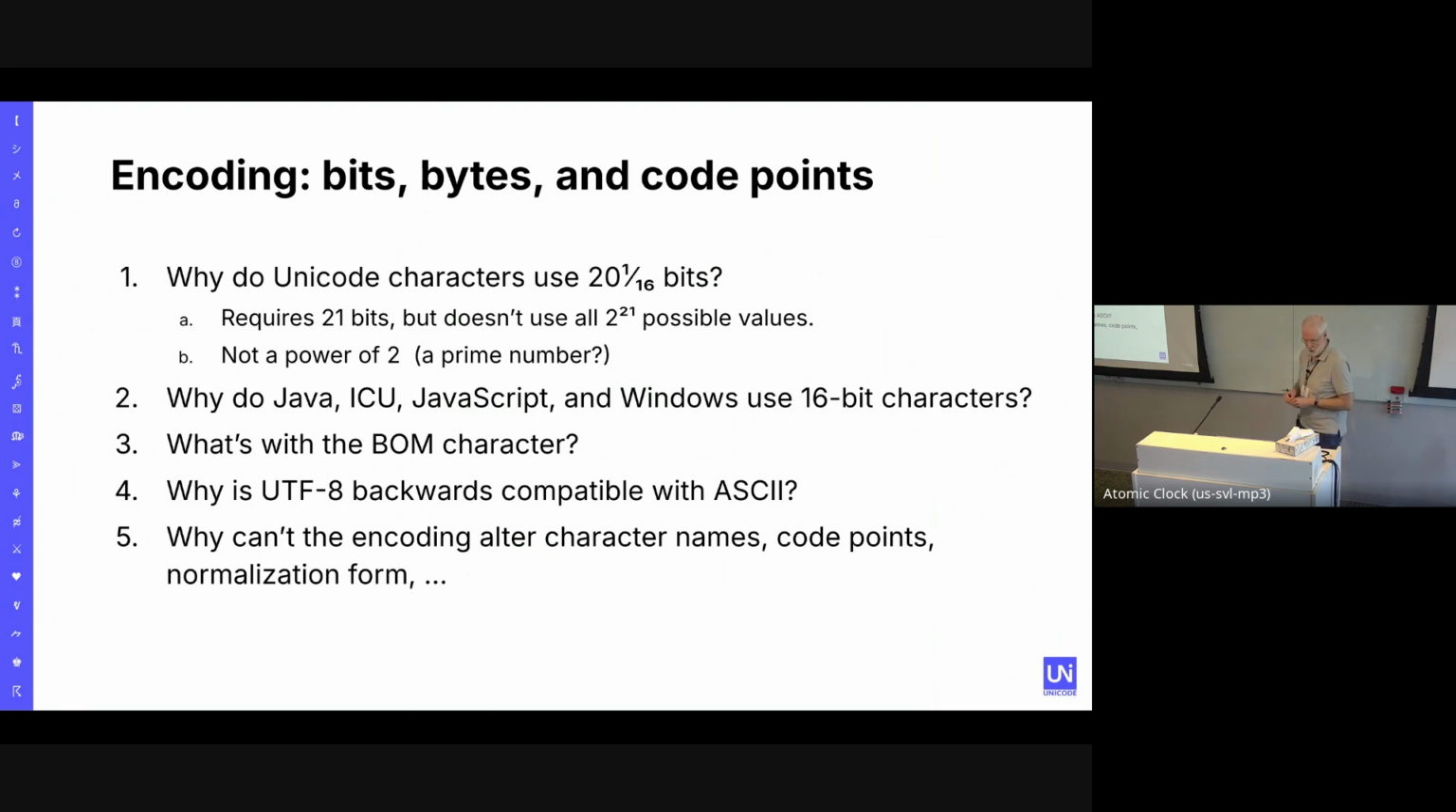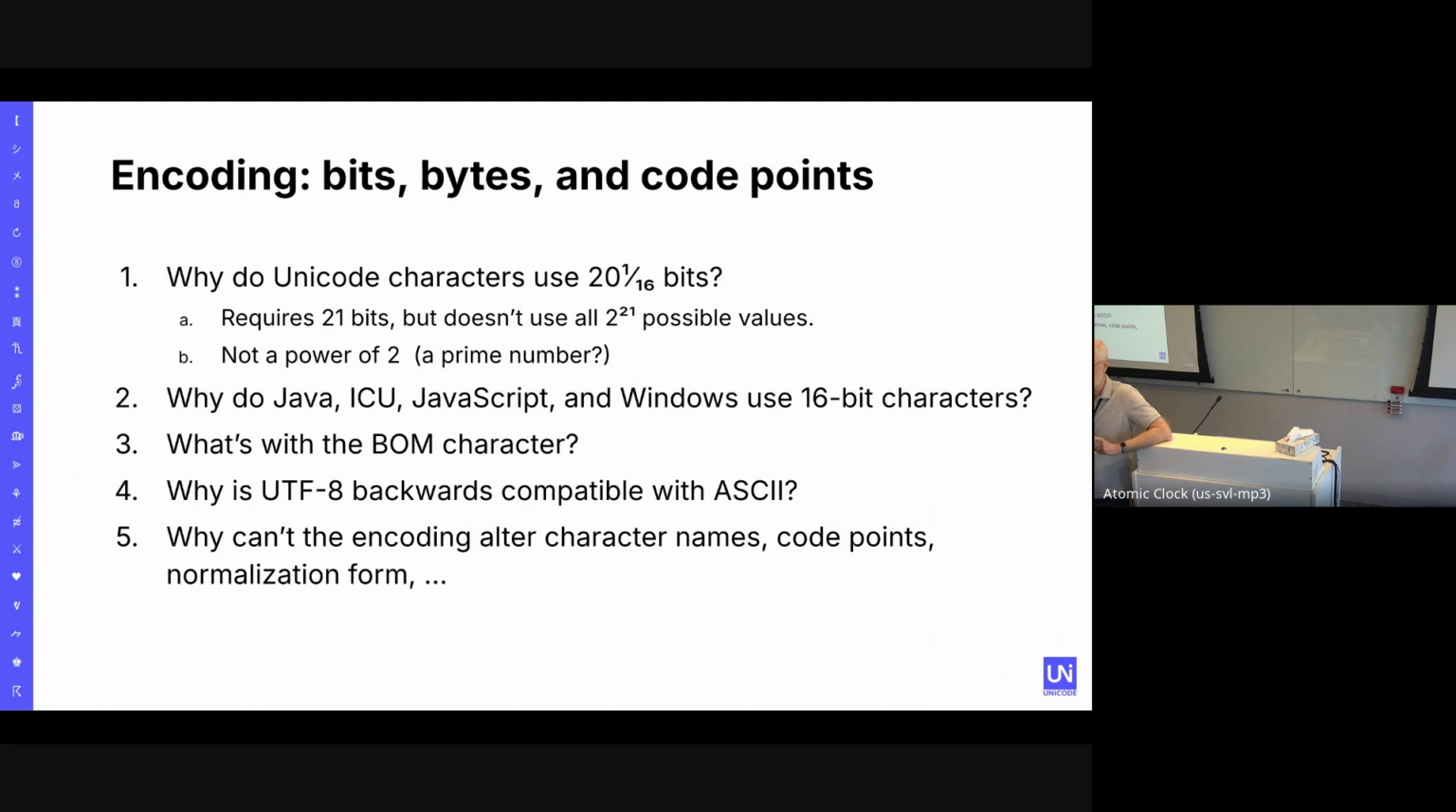Okay, the second one on it was, I think, why can't the encoding alter character names, code points, normalization forms? When we first began, the important thing to know is a character standard really has to be stable. You don't want to say, oh, I wrote my book here and it's in Arabic, and then I look at it a year later and all the characters moved around. They're different characters, and I'm getting different glyphs and so on. So stability is a really important feature of this.